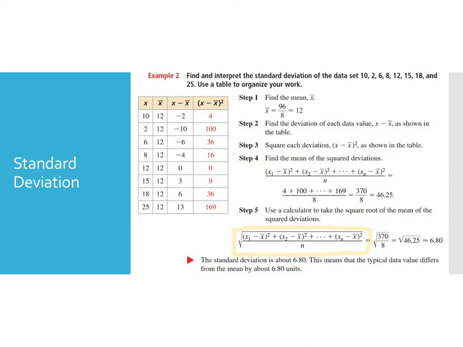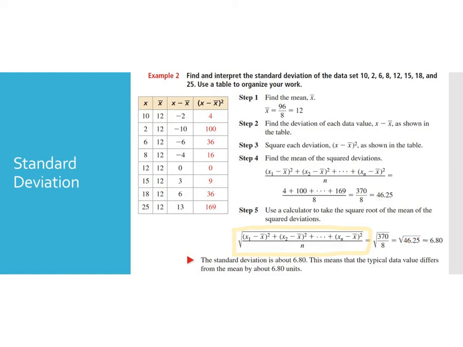Okay, and we just took it one step at a time. We found the mean, then we found those differences, then we squared them, then we added them together, then we divided by how many numbers we had. So when we square root 46.25, we're going to get about 6.8.